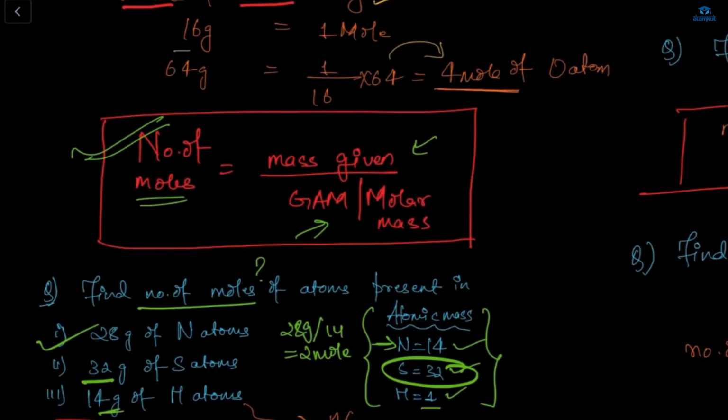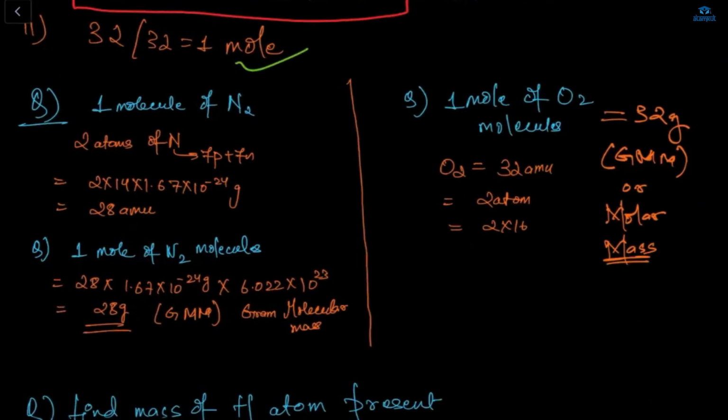Okay, so if any question asks what is the number of moles, just apply this formula: your mass given upon your atomic mass or molar mass, or this GAM, gram atomic mass. Okay? Next. Now here, what about 1 mole of N2?